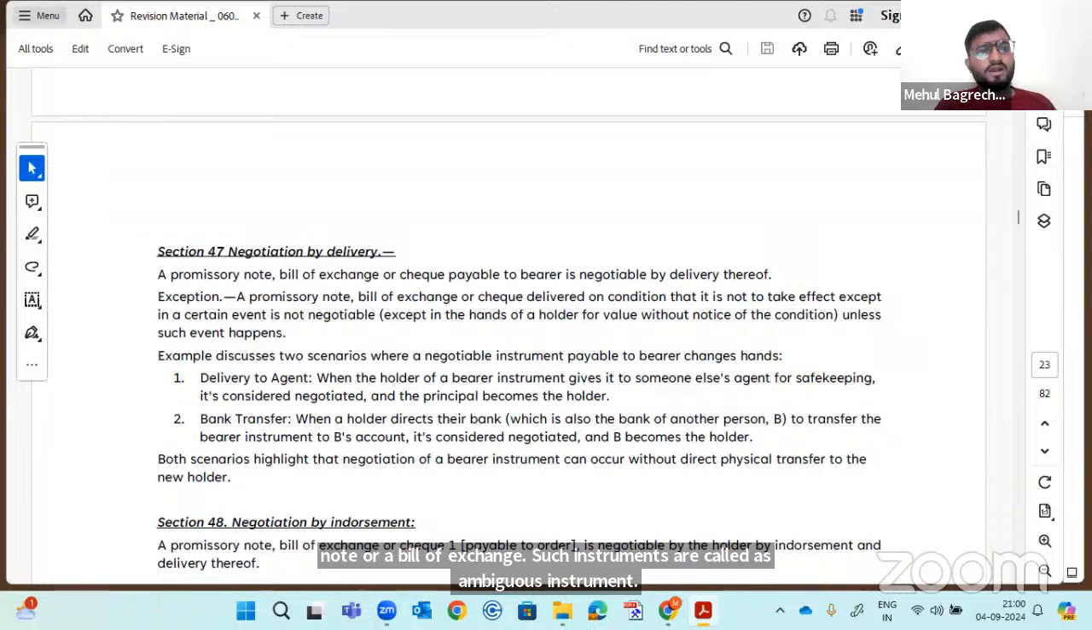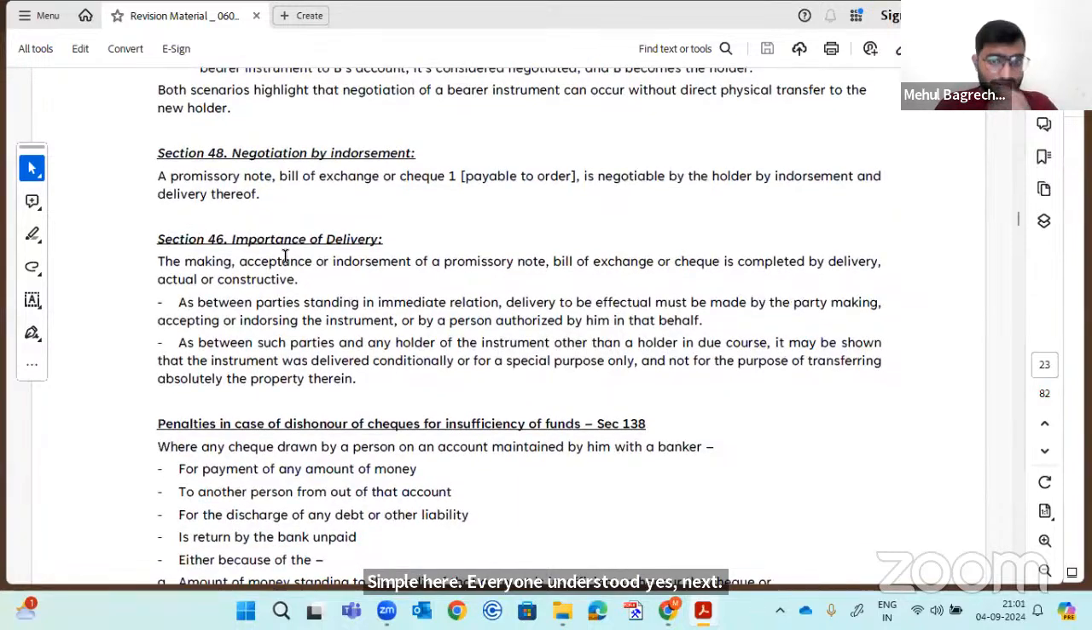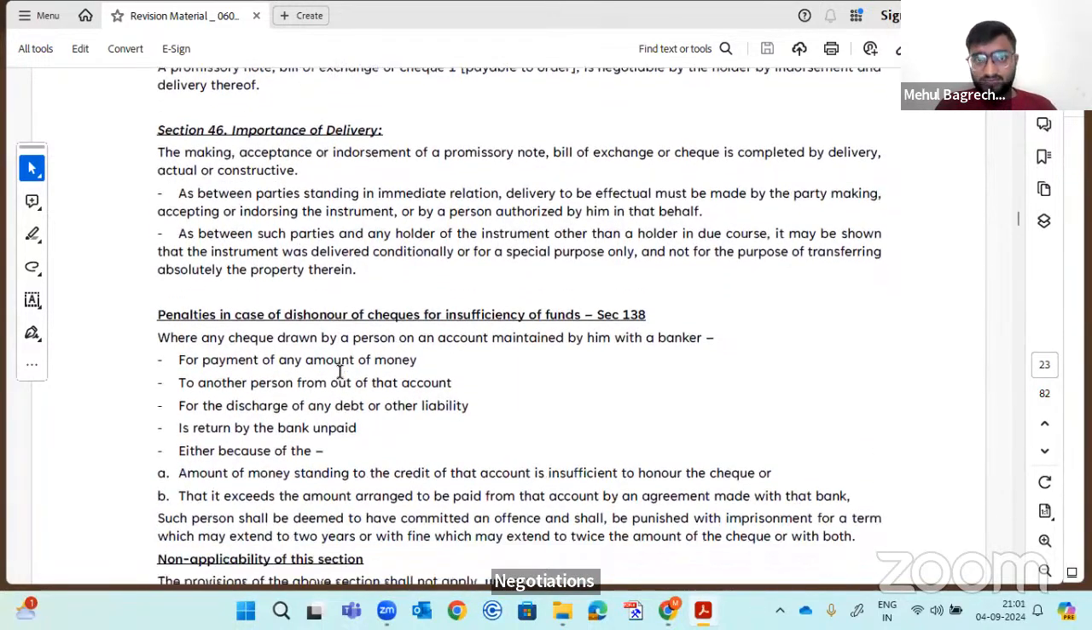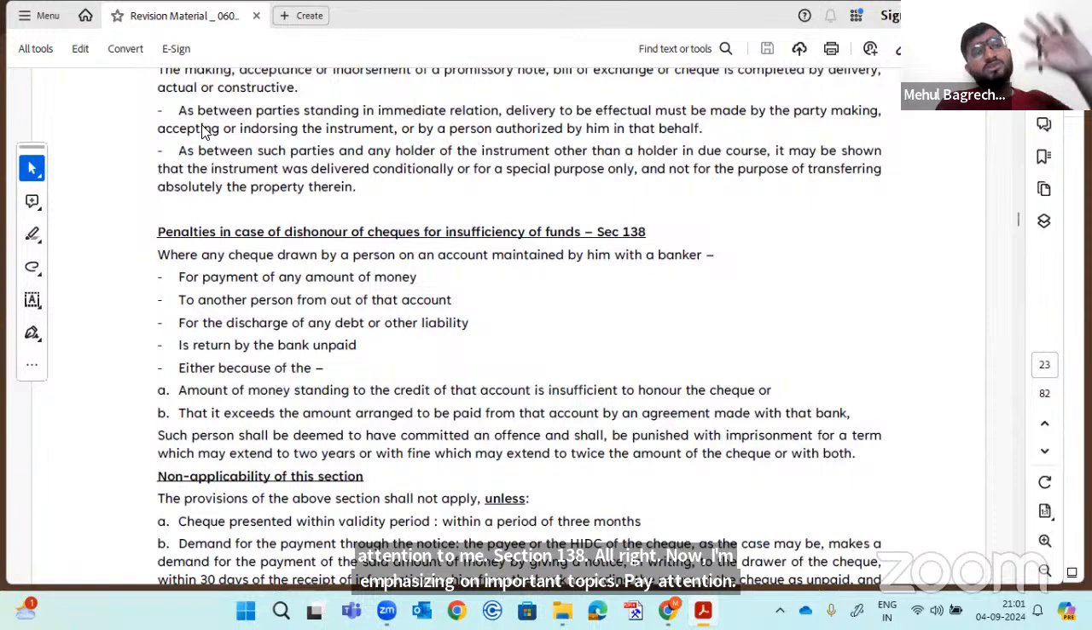Next, negotiations, where you will have to pay extra attention. Listen to me. Section 138. Now I'm emphasizing important topics. Pay attention. Section 138 talks about check bounce. What is this whole concept of check bounce? There's no concept of check, no check bounce.